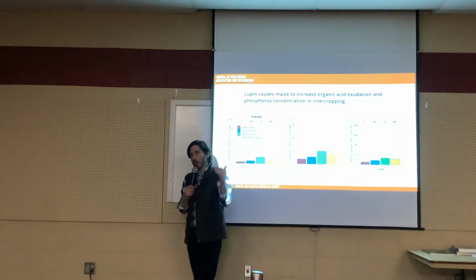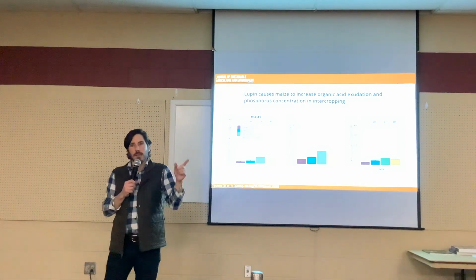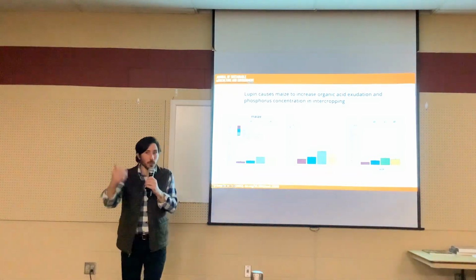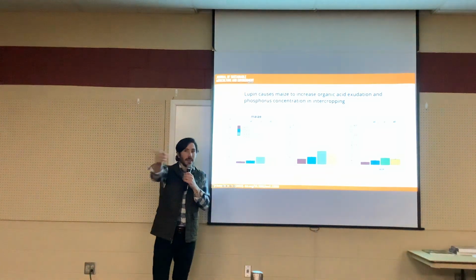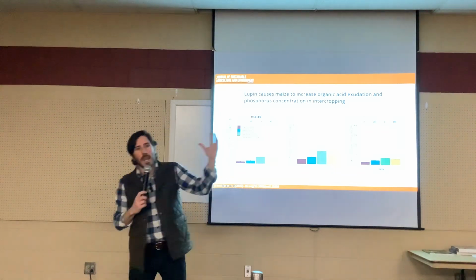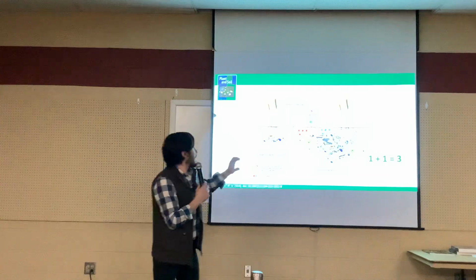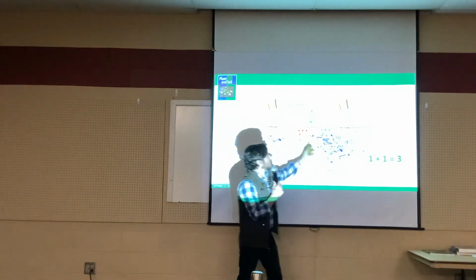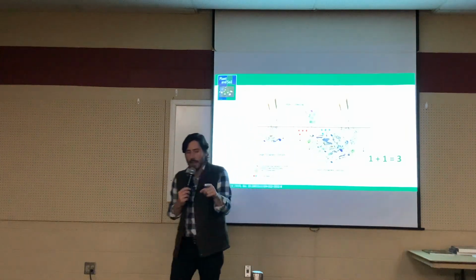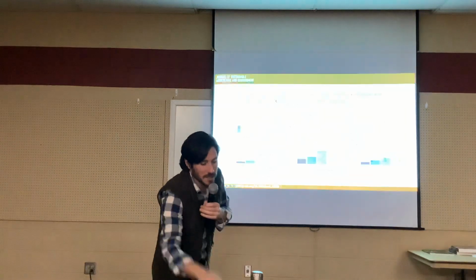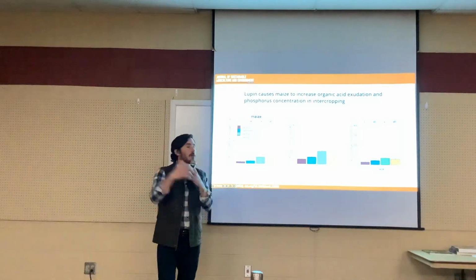Just by adding a lupin companion, I'm still measuring the root exudates from the maize. I'm not talking about what I said before, where the legume did all this stuff, the legume started activating all these others, and the cereal benefited from that. I'm not talking about this here. We're still measuring the exudates from the maize.